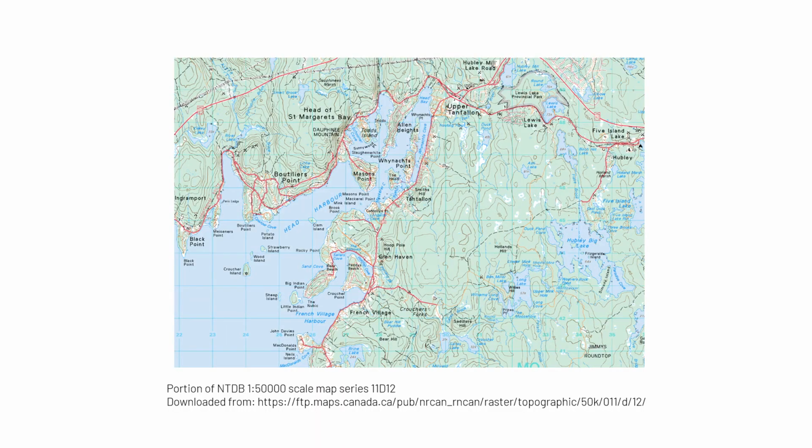Here's an example of a piece of a topographic map. This map comes from the National Topographic Database. It's a 1 to 50,000 scale map, and this one is 11D12, which is of the Halifax area. Again, this is only a small portion of it, but you're able to see the roads, the contours, the place names. It's what many people would consider to be a base map.